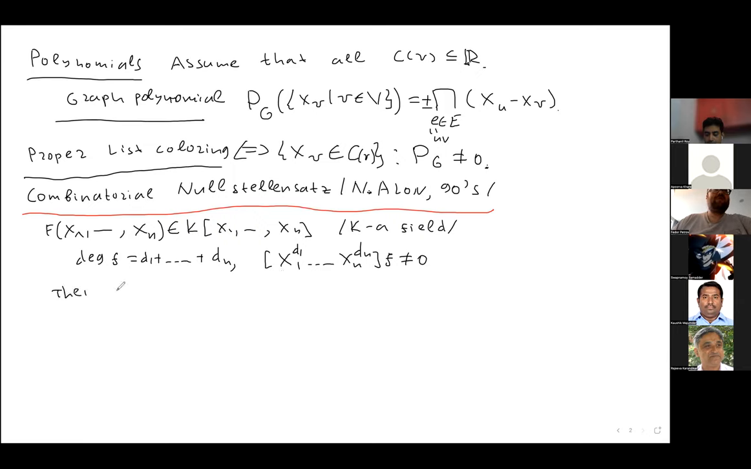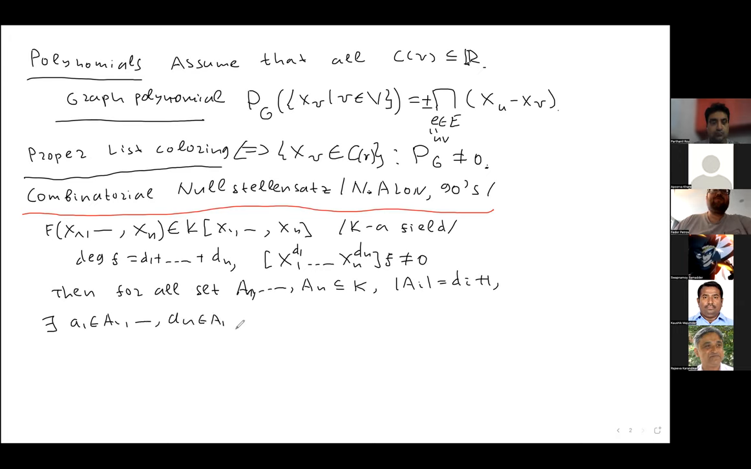Then, for all sets A1, and so on An in K of corresponding size, the size of the set must be one greater than the corresponding degree, there exist a1 in A1 and so on an in An, such that the value of the polynomial is non-zero. Okay.